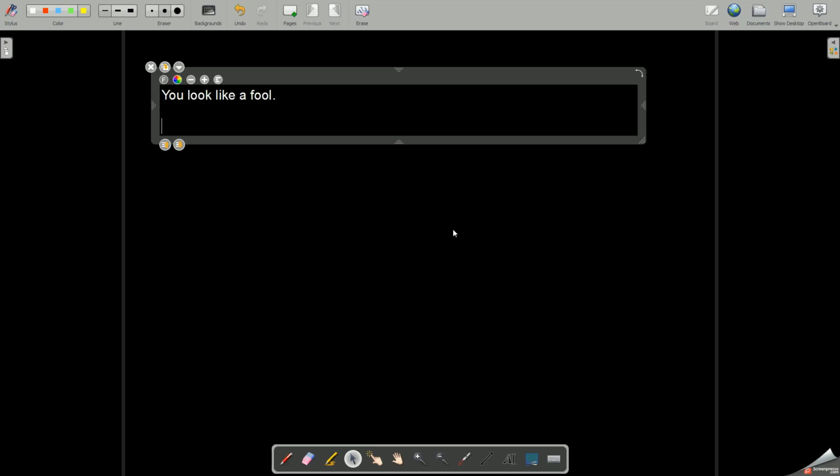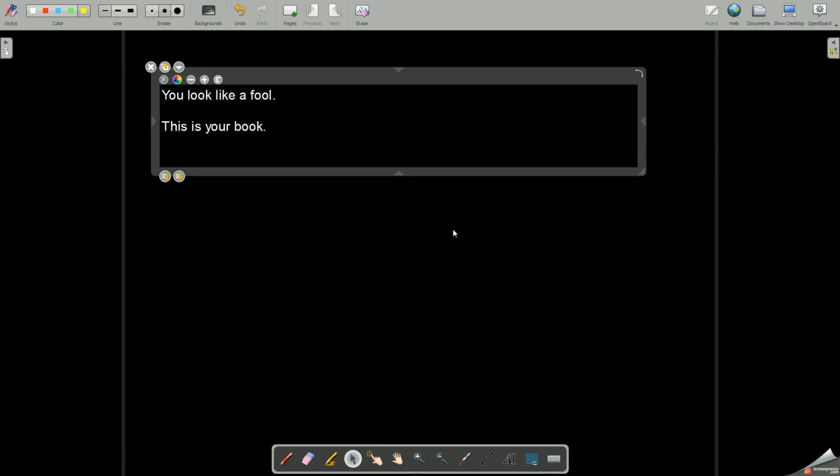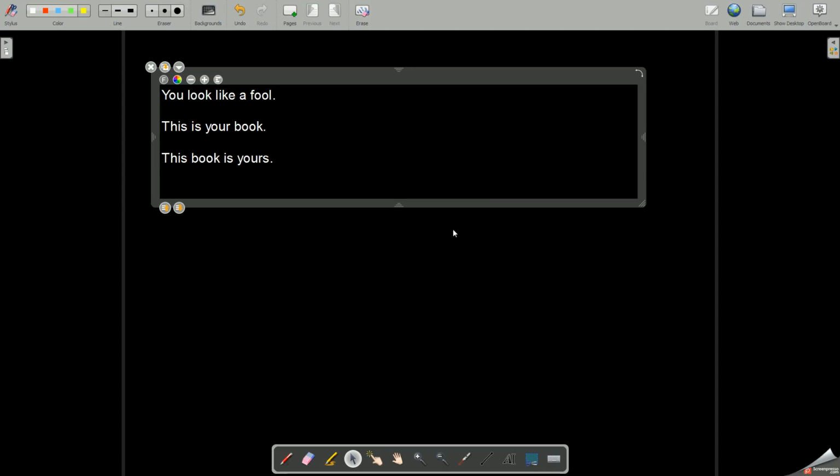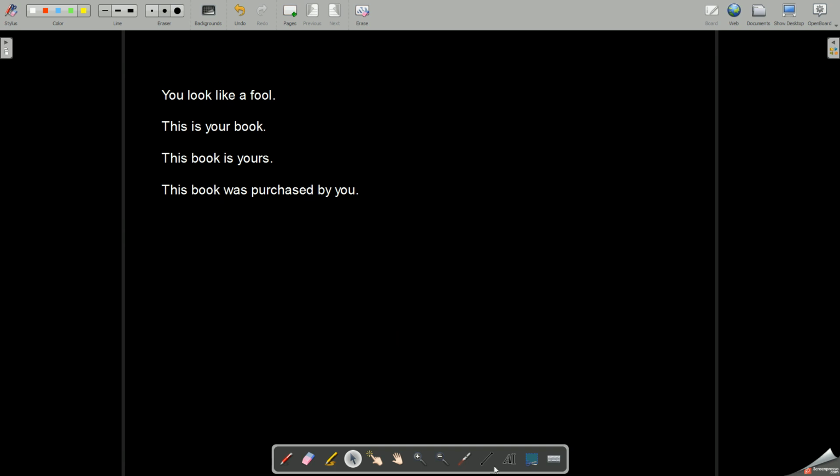Second one, this is your book. This book is yours. And finally, accusative case, this book was purchased by you. So you can see in all these statements, you look like a fool. So this is nominative case.